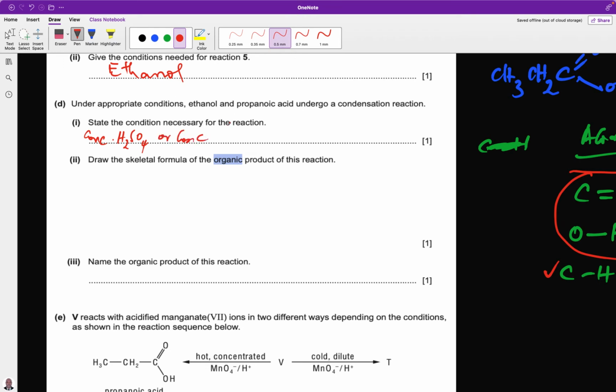concentrated phosphoric acid, concentrated phosphoric acid. You can also heat under reflux. Concentrated sulfuric acid or concentrated phosphoric acid, and we heat it under reflux. Now they say, okay, from our structure here, the second part of it is: draw the skeletal formula of the organic product of this reaction.